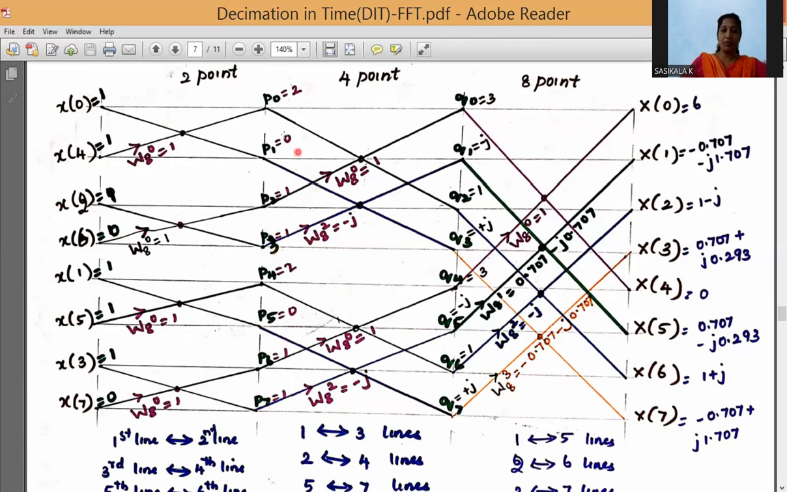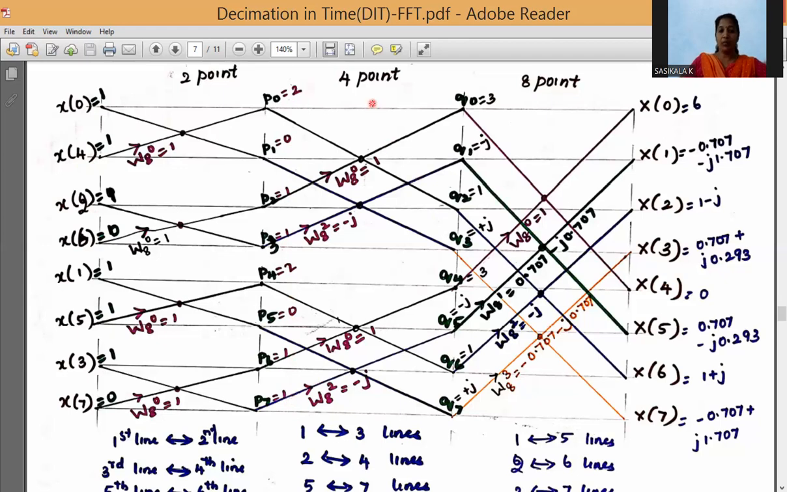It is enough if you calculate P0, P1, P2 and P3, because the first 4 inputs are the same as the second 4 inputs and the twiddle factors are also the same. So the first 4 outputs are the same as the second 4 outputs for this problem alone. So 2, 0, 1, 1, and here also I am getting 2, 0, 1, 1.